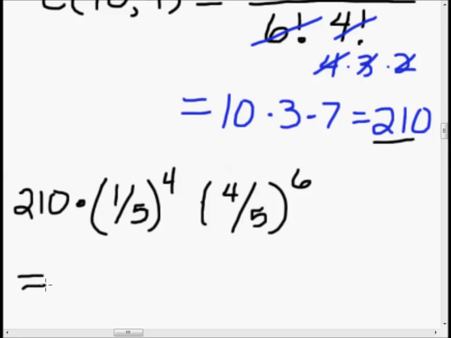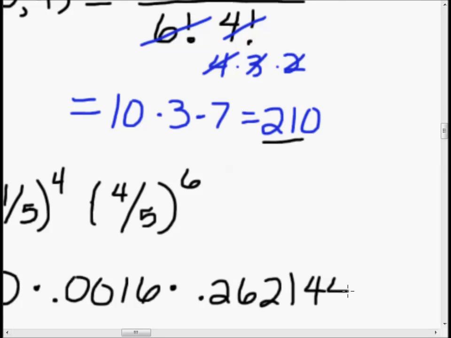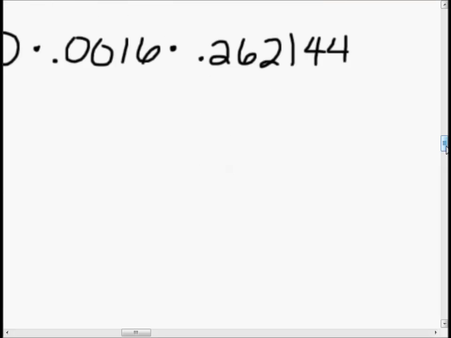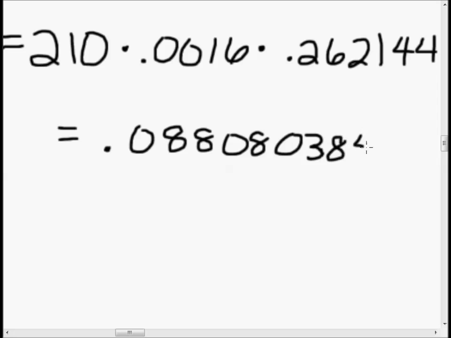gross. So this turns into, and this is another reason why that other answer is okay, 1/5 to the 4th turns into 0.0016. 4/5 to the 6th turns into 0.262144. And they're never going to make you do this stuff manually on a test. So that turns into 0.088080384. And remember, this is for one student, right?